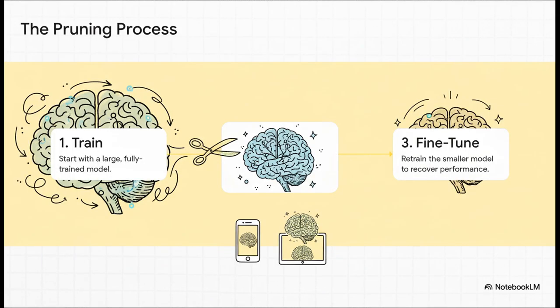And the process itself is actually pretty logical. You start with the big, fully trained AI. Then you go in and algorithmically identify and just remove the least important bits. But here's the crucial final step. You give that new, leaner model a little bit of extra training, a fine-tuning, to make sure it's just as sharp as it was before the haircut.